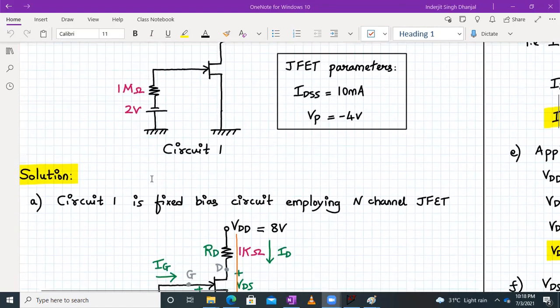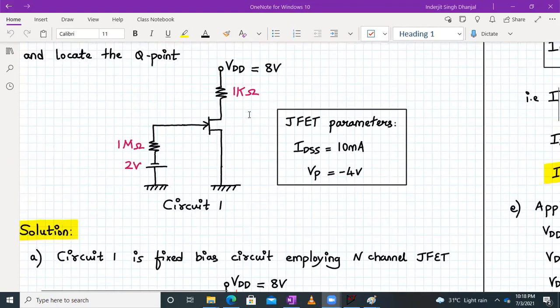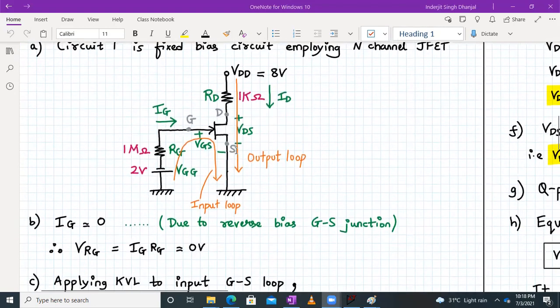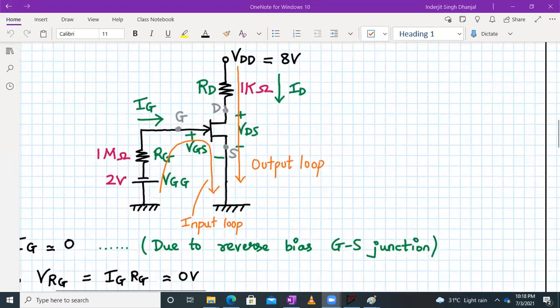So which circuit is it? Circuit one is a fixed bias circuit employing the N channel JFET, since we are applying a fixed reverse voltage supply at the gate terminal. So we mark the details over here. Here we have RD, RG, VGG. This is the drain terminal and the source terminal. We have the voltages marked as VDS and VGS. Here it is IG. This is the input loop and this is the output loop, and the current flowing through the resistor RD is ID.